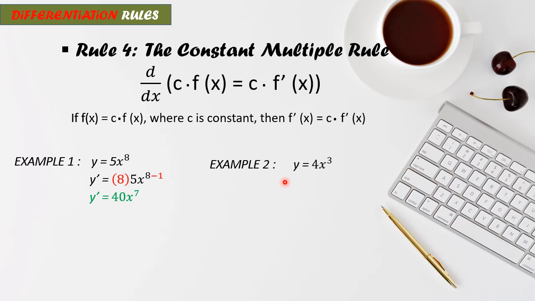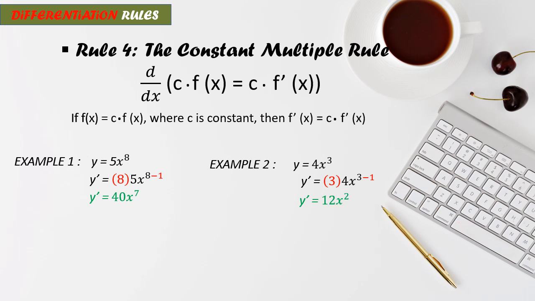And then example number 2, we have y is equal to 4x cubed. So the constant multiple rule says if you have a constant beside any variable, you will just have to retain the constant. What is your constant? Your constant is 4. So 4 will be retained, and then doing the power rule, we have to bring down 3. That's why we have 3 here from our power. I brought it down. And then you have to subtract 1 from your power. And then by simplifying, we have 3 times 4, that's 12. And 3 minus 1, that's 2. So we have the final answer, 12x squared.